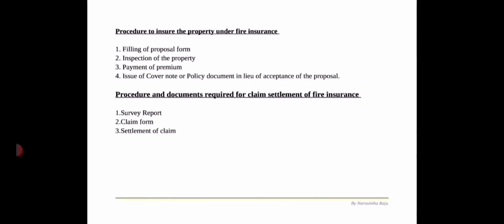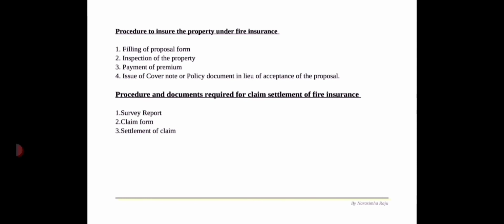And coming to the procedure to insure the property under fire insurance. It includes various procedural steps like filling the proposal form, inspection of the property, payment of premium, and issue of the cover note or policy documents to the insurer.